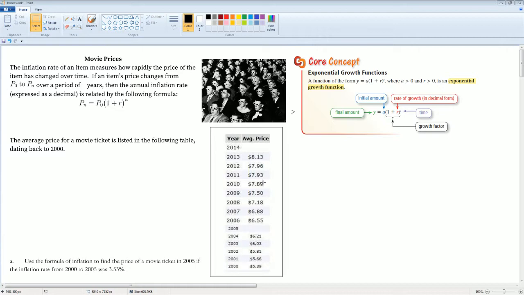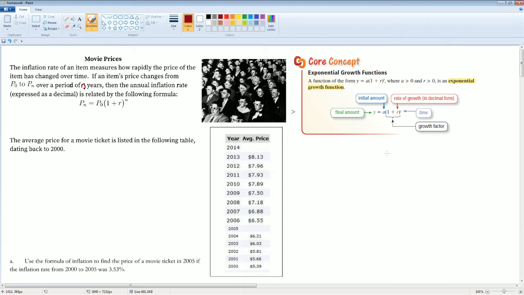Okay, so the inflation rate of an item measures how rapidly the price of the item changes over time. If an item's price changes from P to Pn over a period of n years, right? There's supposed to be an n here. Let me just write that for you. Over a period of n years, then the annual inflation rate expressed as a decimal is related to the following formula. This formula is the same thing as this, right?